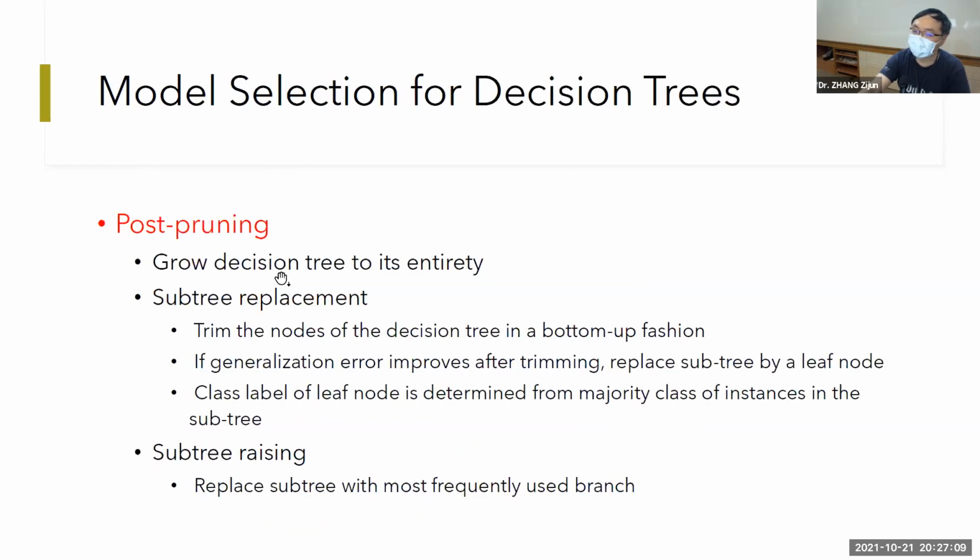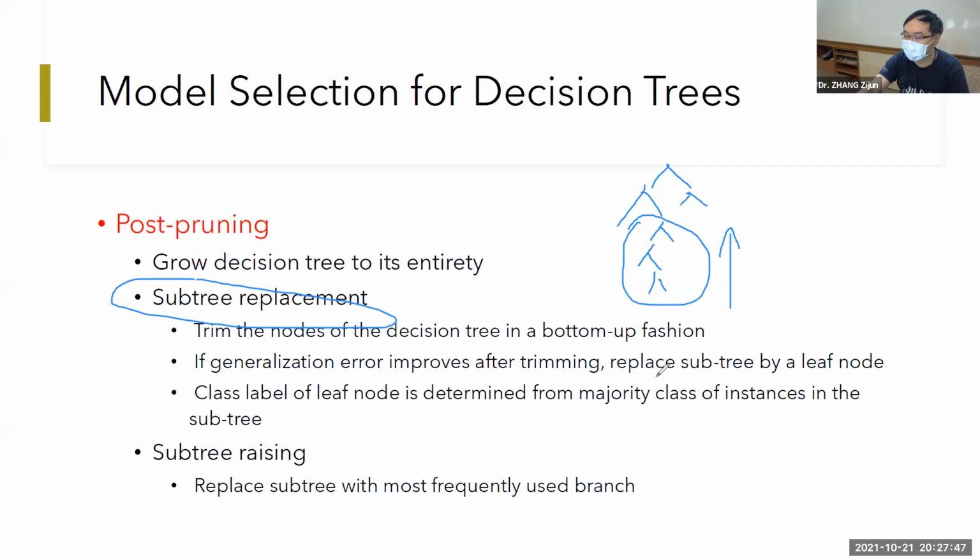And another strategy is called post pruning. That means you grow the tree to whatever possible scale it will be, then you decide to cut its structure. One strategy is called subtree replacement. That means you have a very complicated tree. Subtree replacement means you replace this whole structure. So you will trim the nodes, that means cut the nodes of the decision tree in a bottom-up fashion.